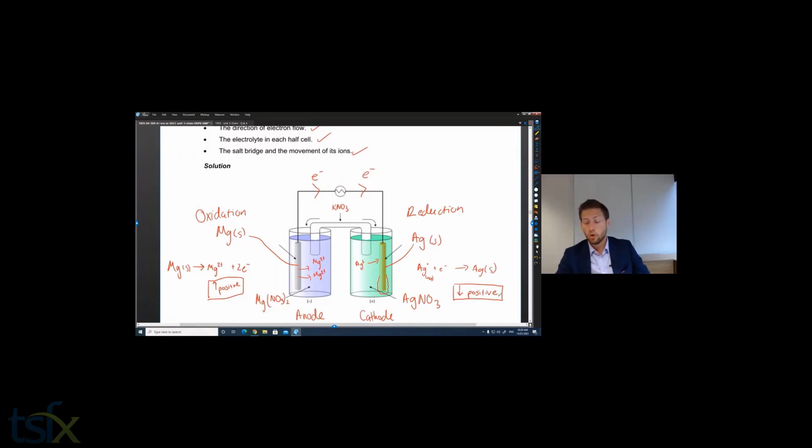So because it's getting more negative there, we need to balance out the negative charge. So the potassium is going to flow this way to make it increasingly positive over here, because if it's not positive enough, the electrons can't flow. And then therefore the nitrate is going to move over here. The reaction stops when you run out of metal or there's not enough difference in electrical charge.